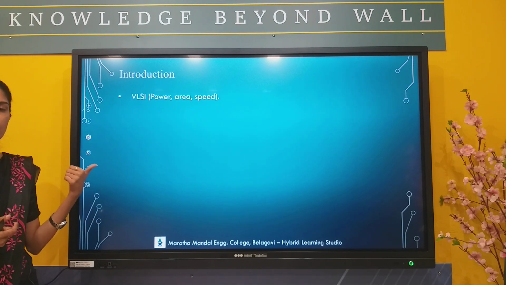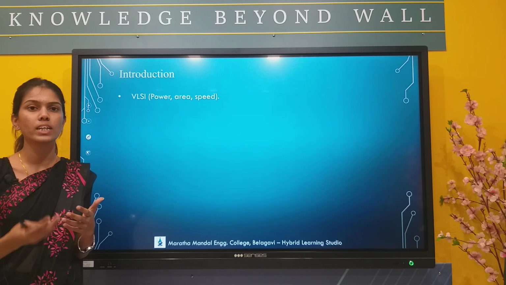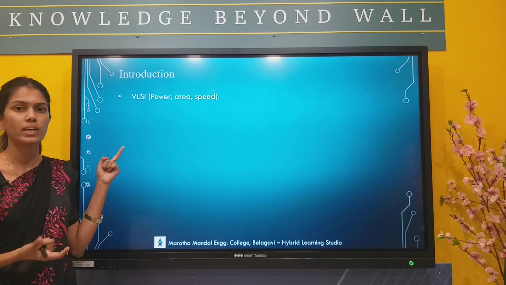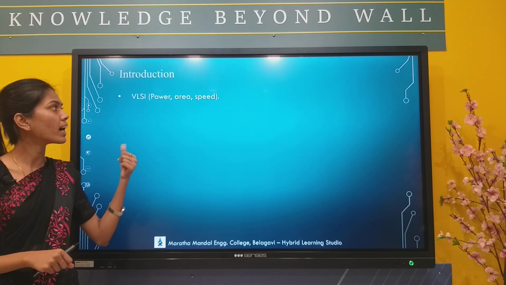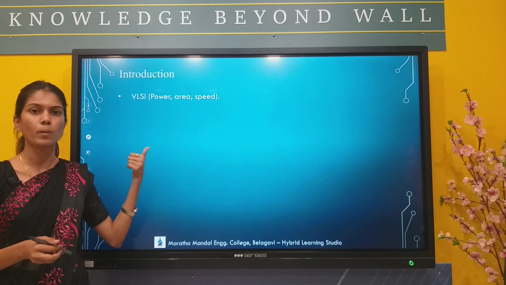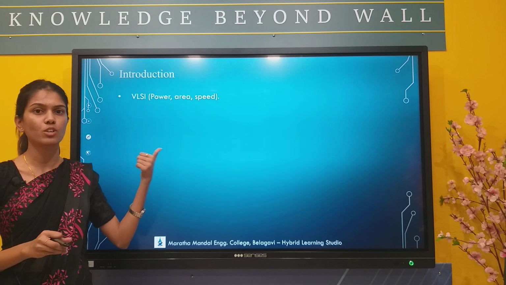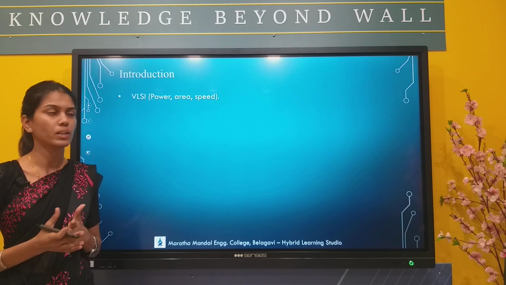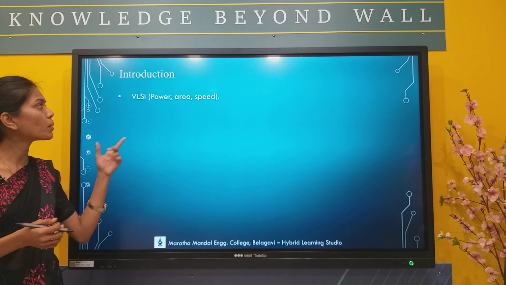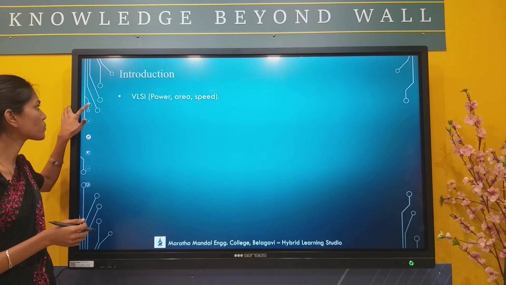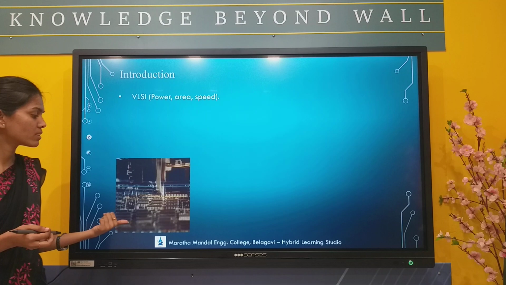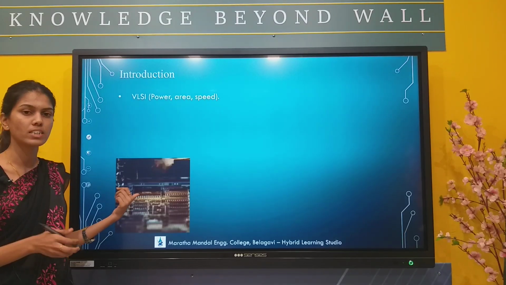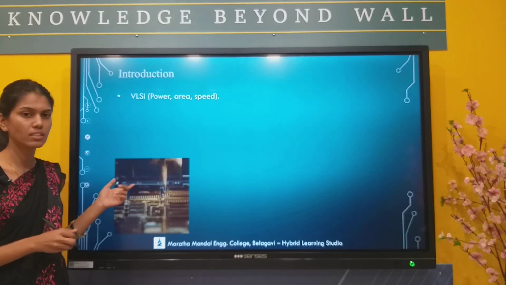In the VLSI industry, when we want to design any circuit, the main three things they consider are the power dissipation of that circuit, the area required to integrate the lakhs of transistors, and the speed at which my processor is working. So this is about VLSI. This is a small animation where lakhs of transistors are integrated in this design.